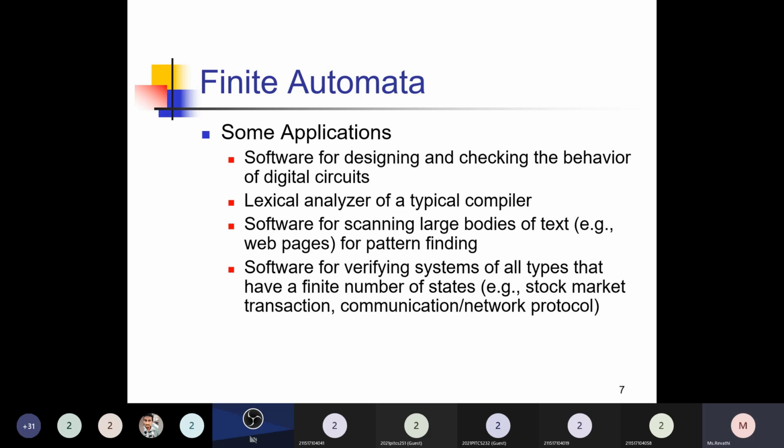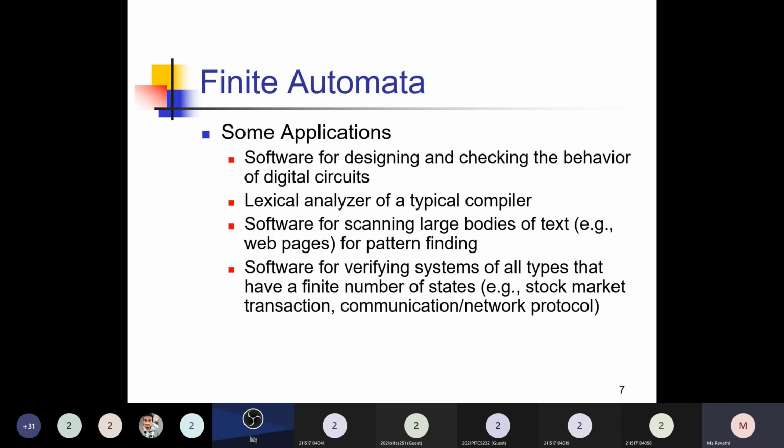And then coming to the second application, it is nothing but the lexical analyzer of the compiler. We know that the compiler is nothing but the translator, which translates the higher level language into the lower level language. So what is higher level language?